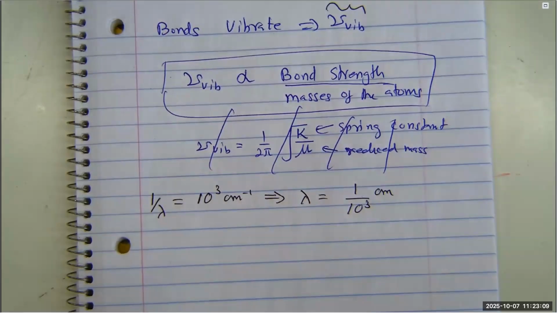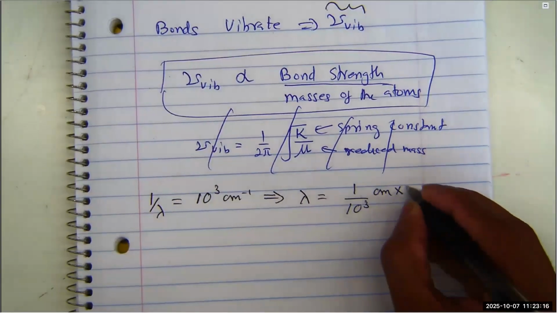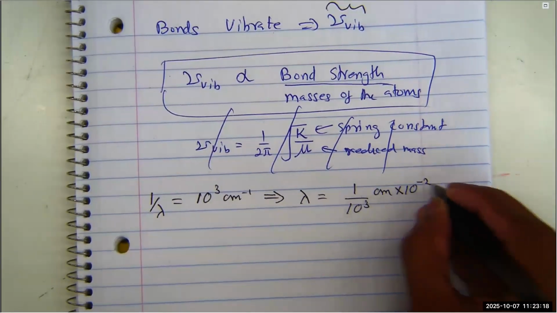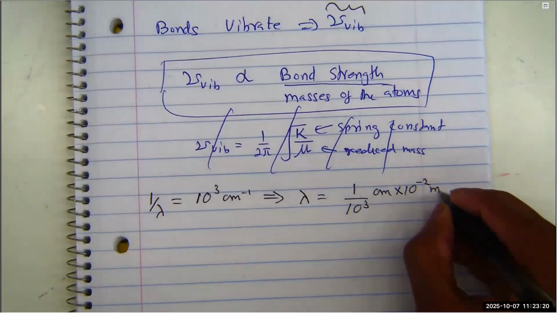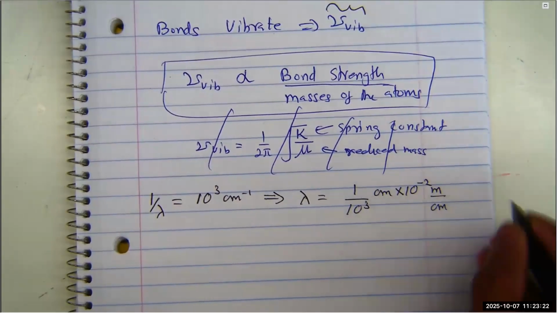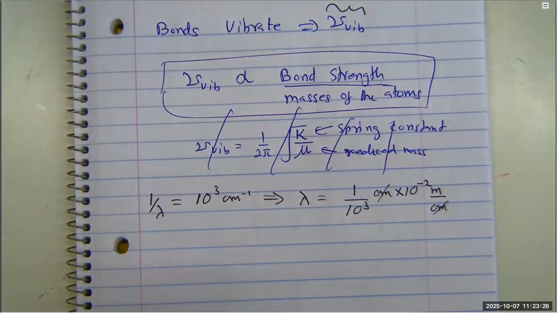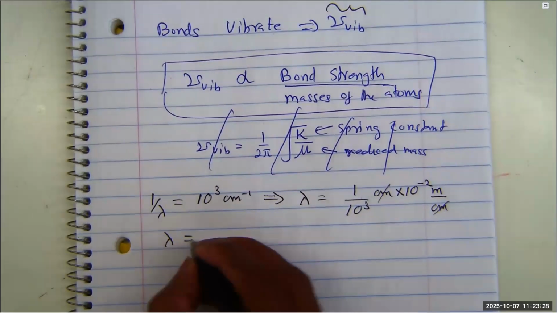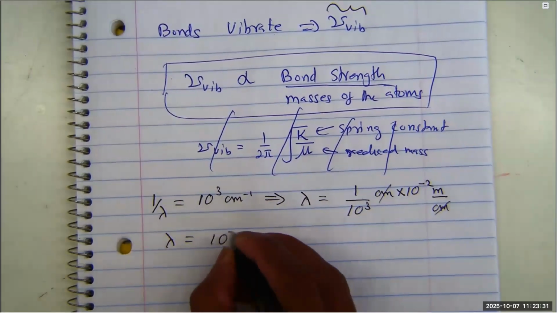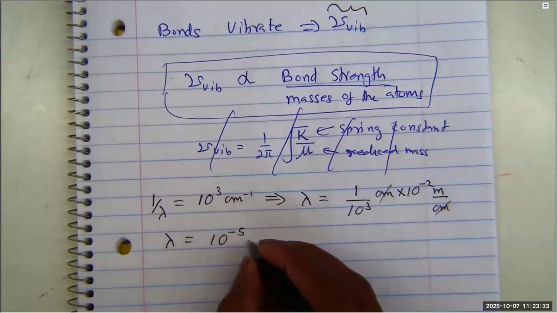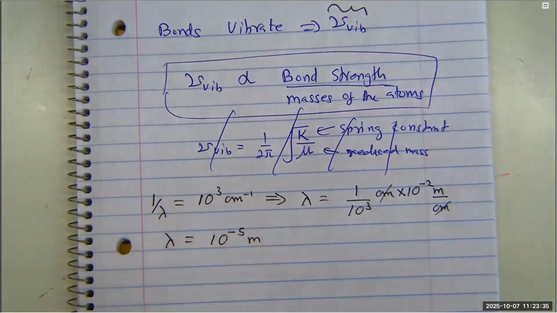So this is the wavelength now in centimeters, but we don't want that in centimeters. We want that in meters. So I'm going to multiply this by 10 to the power of -2. Why? That's how many meters we have in a centimeter. If I do that, centimeters cancel out, and we get the wavelength in meters to be 10 to the power of -5 meters. Done.